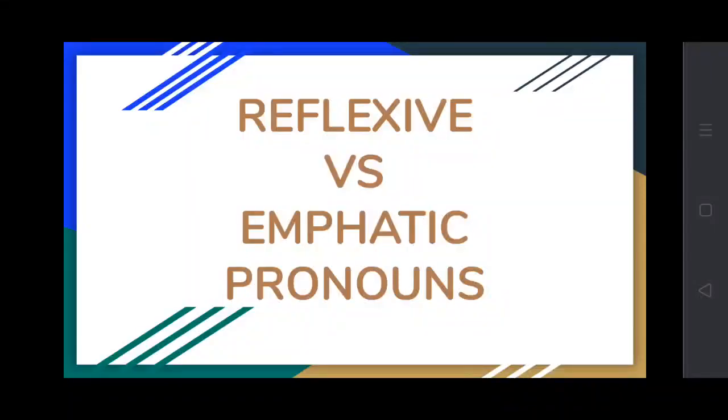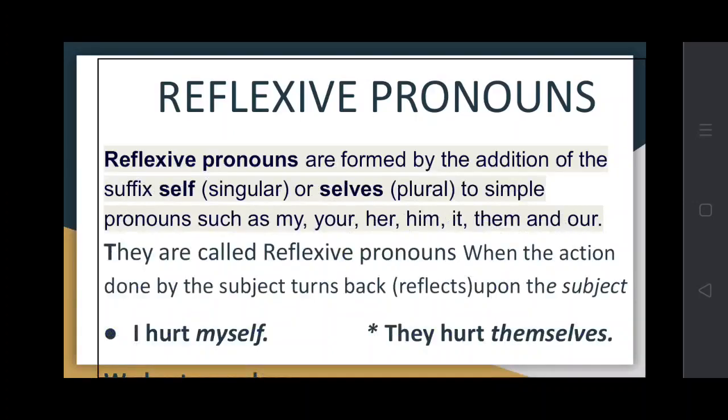Today we will learn the difference between reflexive and emphatic pronouns. Sometimes we are confused about which one will be considered reflexive and which emphatic. So let's begin. Let's first recall what reflexive pronouns are.